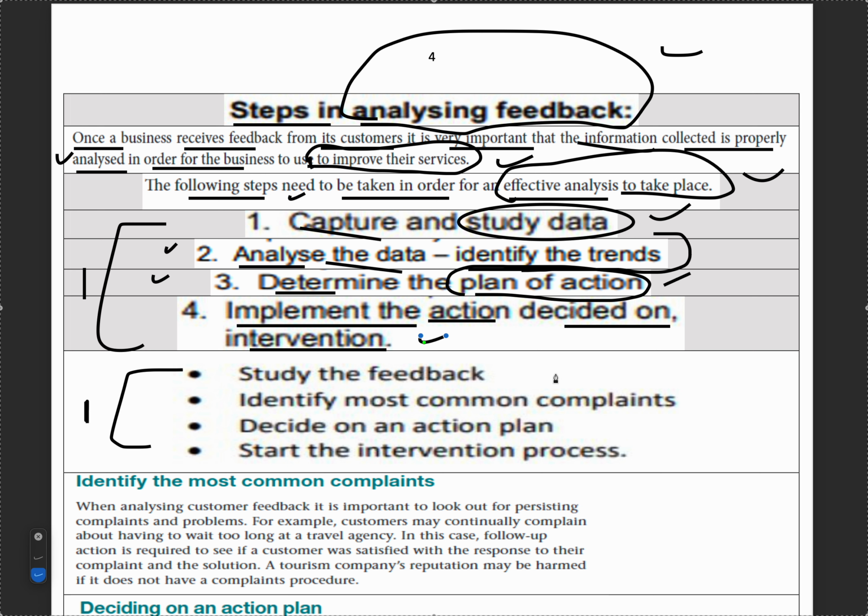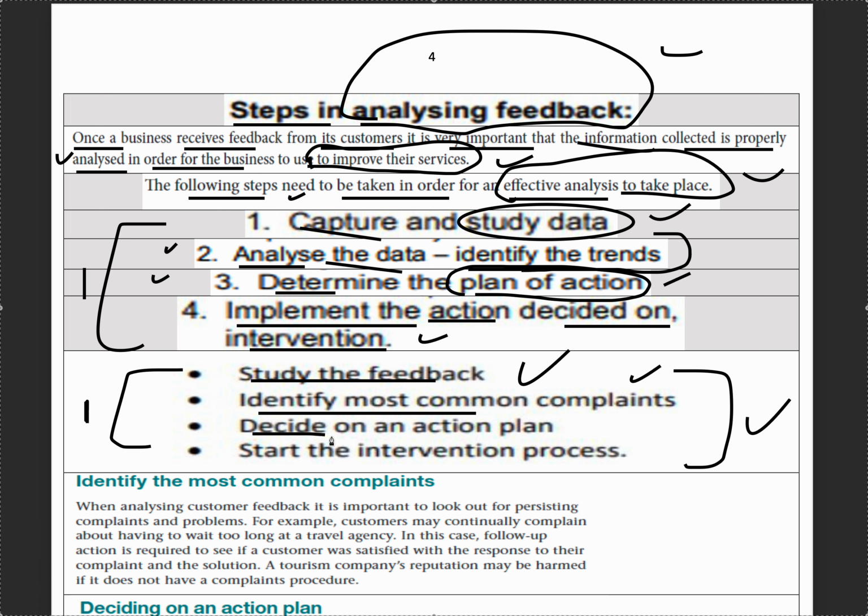The steps can also be put in another format. Study the actual feedback that you receive from the customers. Identify the most common complaint. What is the issue that they always complain about that is similar? Everyone is talking about the same problem, like slowness in different feedbacks. So you identify the most common complaints that they always complain about.